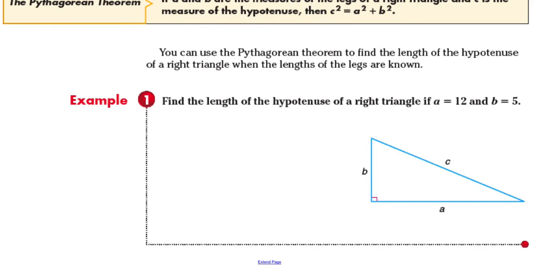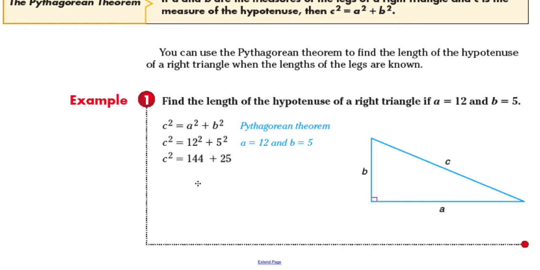Let's go back to this problem and answer it. Find the length of the hypotenuse of a right triangle if a is equal to 12 and b is equal to 5. First write down the formula: c squared is equal to a squared plus b squared, and then substitute the values for a and b. Then square 12 and 5, which is 144 and 25. Add them together, that will be 169.